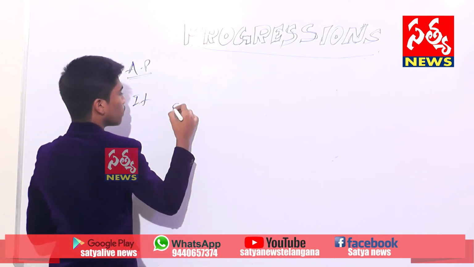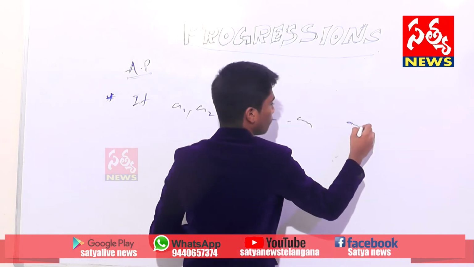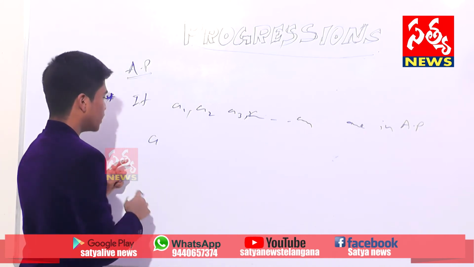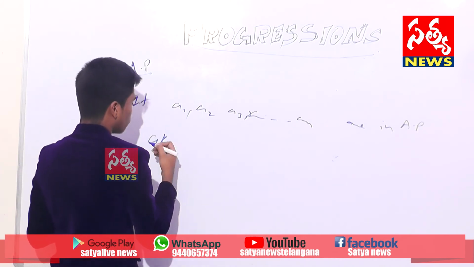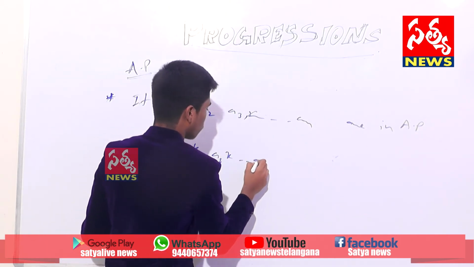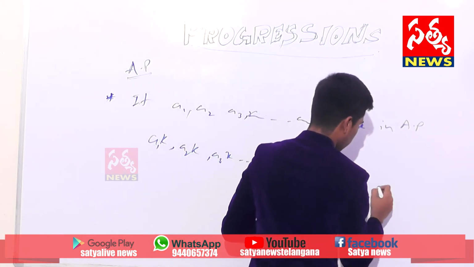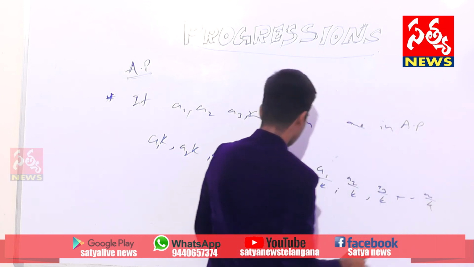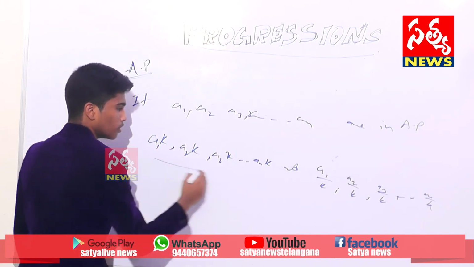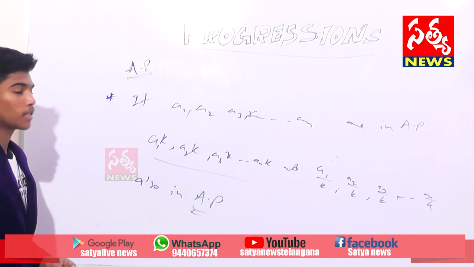And similarly, if a1, a2, a3, so on, an are in AP, we saw the addition and subtraction. Similarly, multiplication also results with the same answer: a1k, a2k, a3k, so on, ank, and a1 by k, a2 by k, a3 by k, so on, an by k. So this also results in the same thing, these two are also in AP, right? These are the conditions.